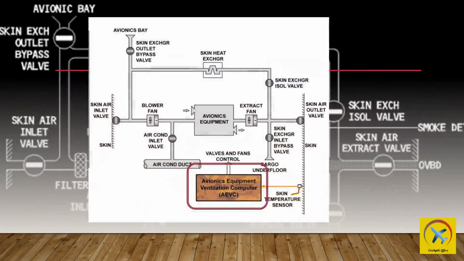On an Airbus 320 or 330, the aircraft ventilation system is automatically controlled by the avionics equipment ventilation computer, and no crew action is required provided the blower and extract push buttons are in the auto position. The avionics equipment ventilation computer will change the system configuration depending on whether the aircraft is on the ground or in flight and based on aircraft skin temperature.